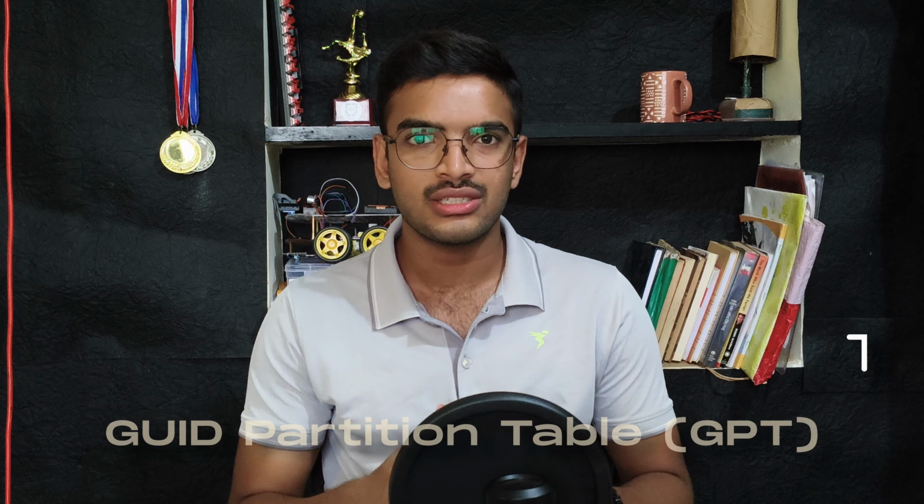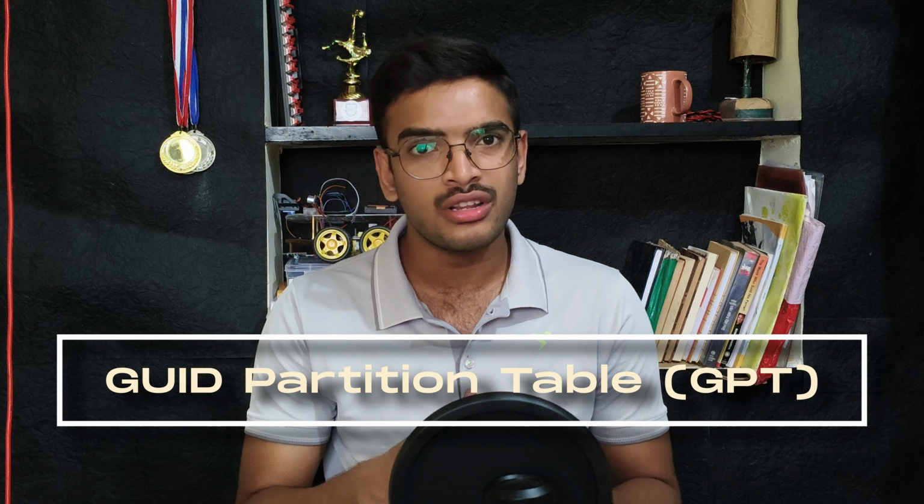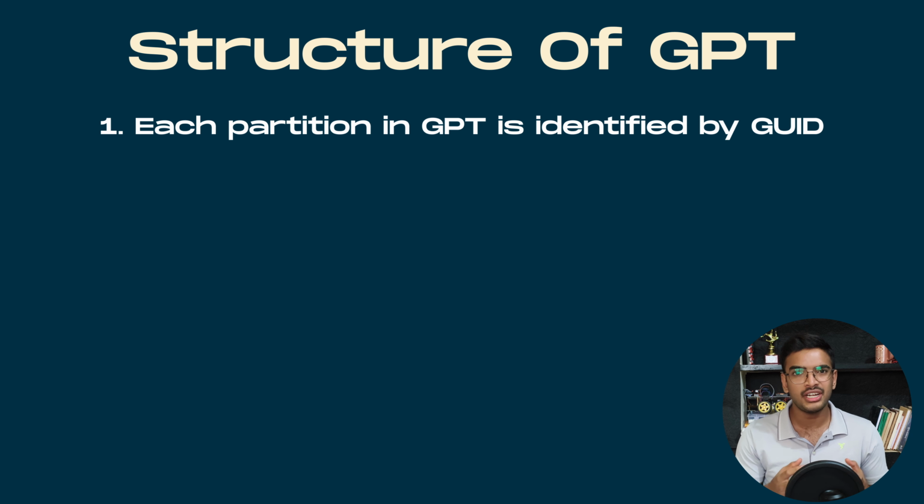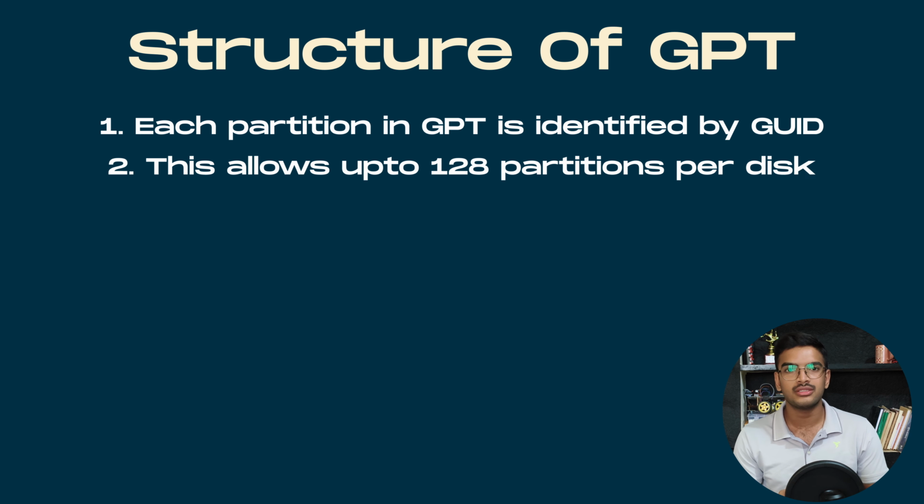partition. Next, we have GPT, a modern alternative to MBR. GPT is used in modern devices and is closely related to UEFI based systems. It replaced MBR due to its numerous advantages and capabilities, especially in conjunction with the UEFI firmware. Let's quickly understand the structure of GPT. Each partition in a GPT disk is identified by a GUID. This allows for up to 128 partitions, but this also depends on the firmware and the OS.